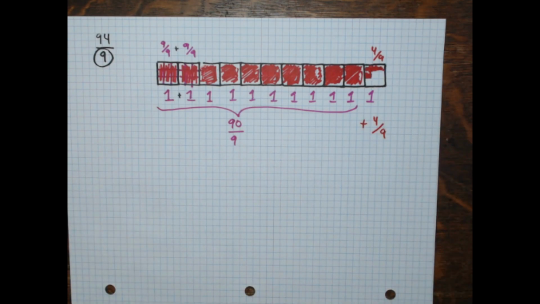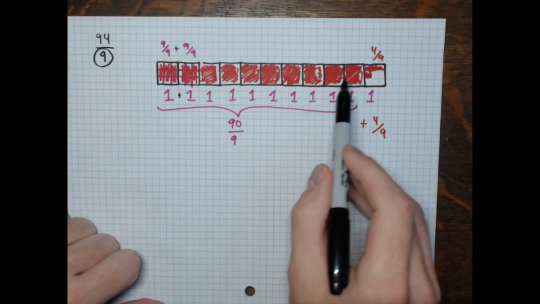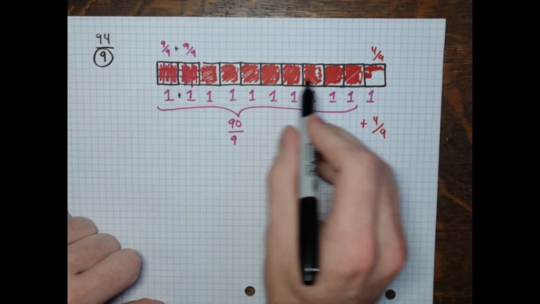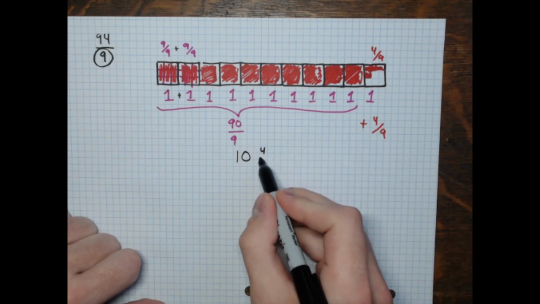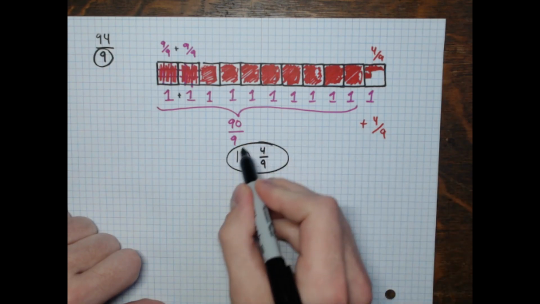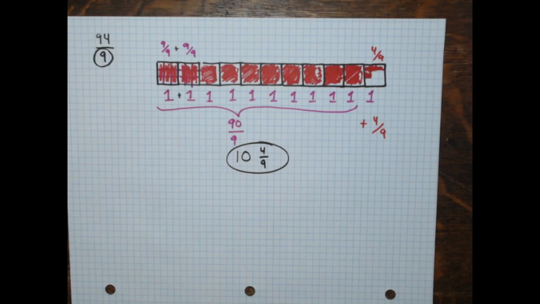Now 90 ninths, if I'm writing a mixed number, that's 10 whole units. You can count them. That is 10 whole units. And then you have the 4 ninths as the proper fraction part. There's your mixed number, 10 and 4 ninths. Again, that is a very long-winded way of doing that, but still doable.